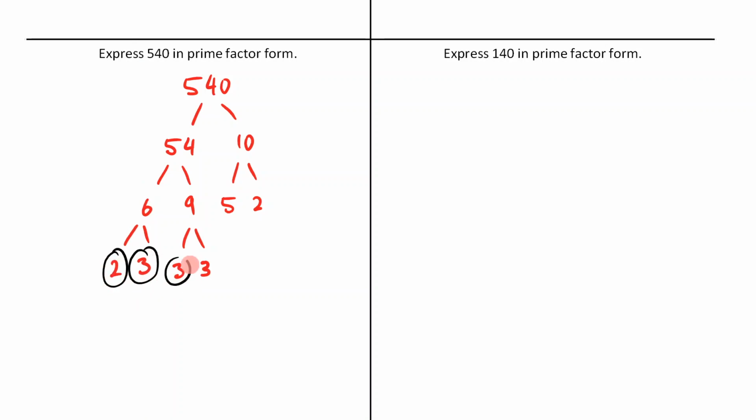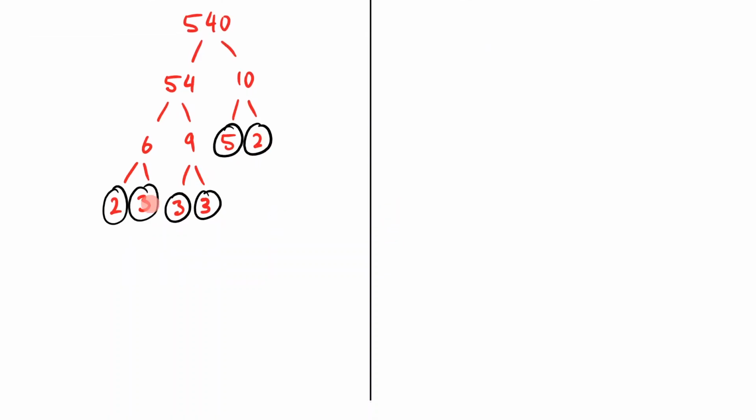That's a prime, that's a prime, that's a prime. Now I'm going to write my prime factor form. So it's 1, I have 2 2s, I have 1 2 3 3s, and I have 1 5. Now remember, this is going to be equal to 540.